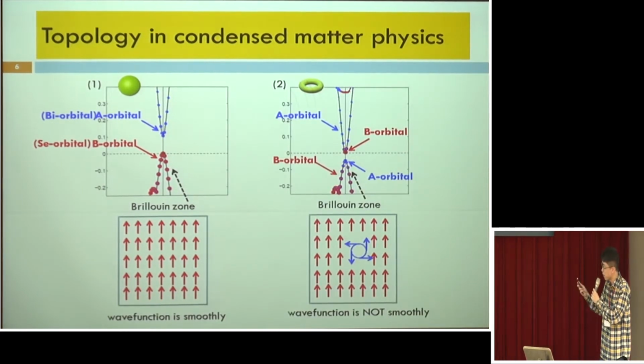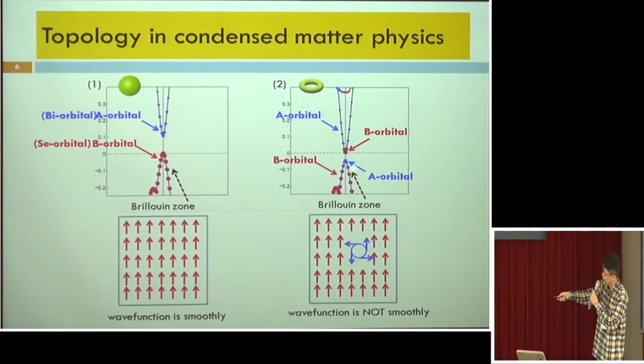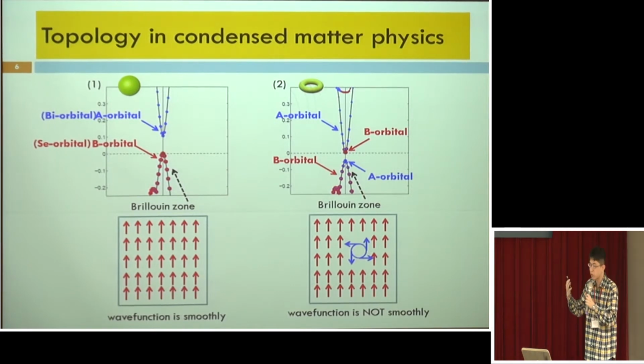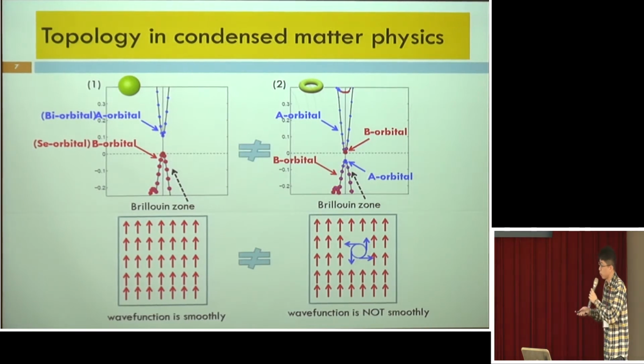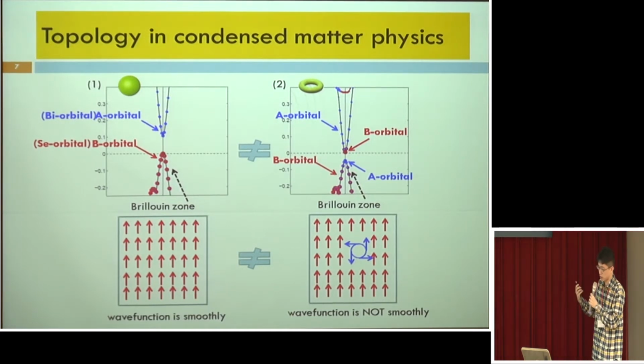For band structure 2, most of it is from the b orbital. However, at this point, it shows a orbital character. So it seems there is a hole on the band structure, and the wave function on this band is not a smooth function. This is why the topology of band 1 is different from band 2, because the hole number of the wave function is different.